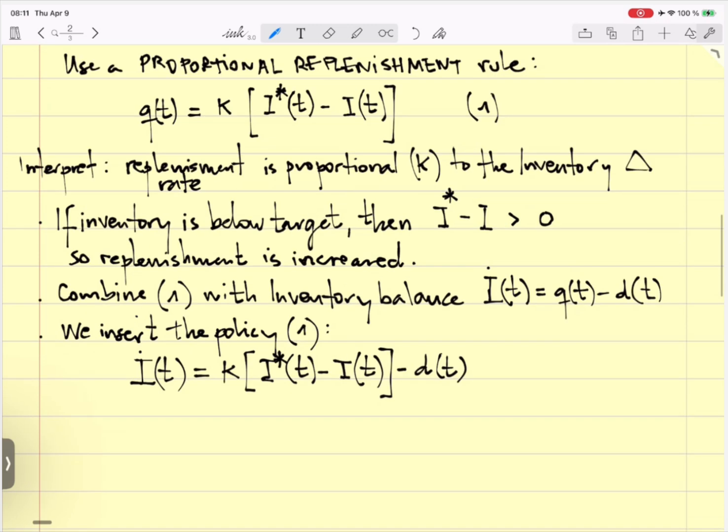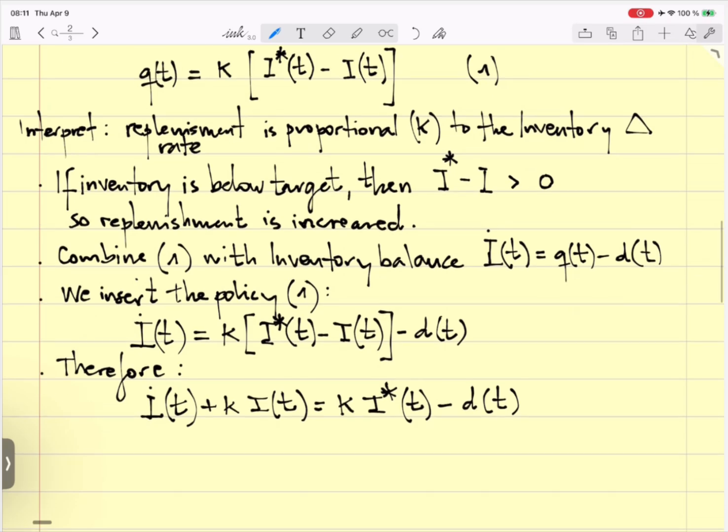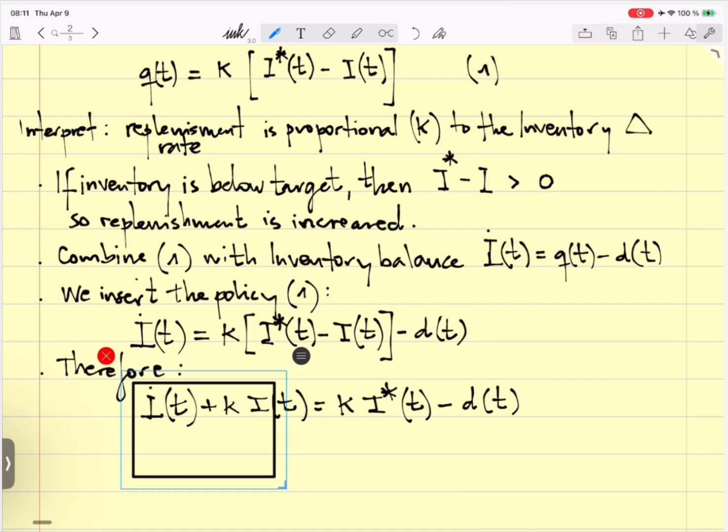And therefore, I of t, the first derivative, plus K I of t equals the proportional K times the target inventory minus D of t. This is the dynamic replenishment equation.